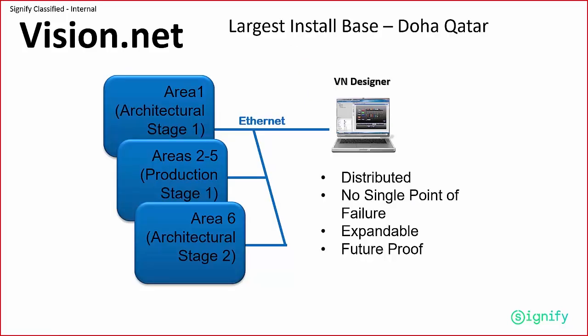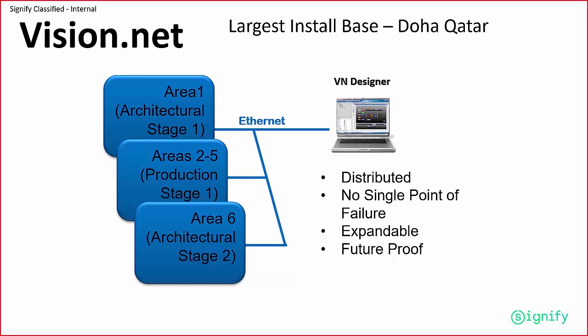And that's essentially the way our install at the Doha Qatar National Convention Center works. Area 1 was one building. We've got that set up. The architectural components of that building are set up as stage 1. We have areas 2 through 5, which are distributed as the different production areas within that, and then area 6 added the architectural for stage 2.